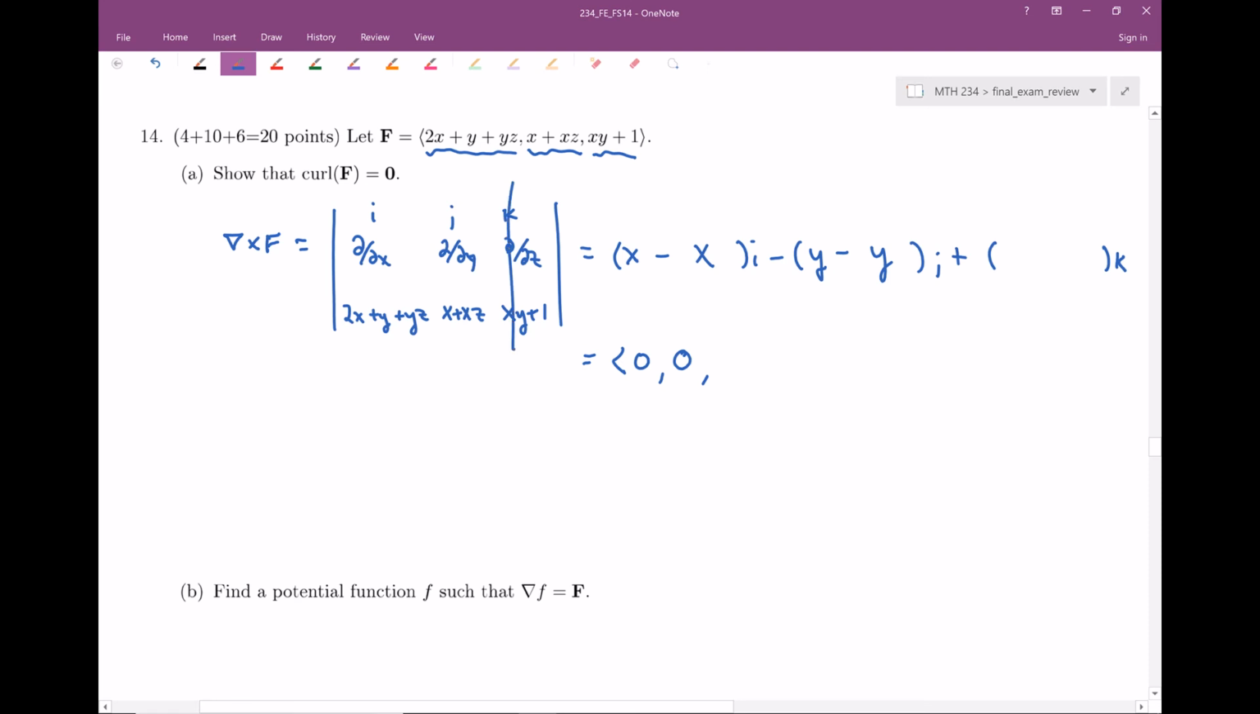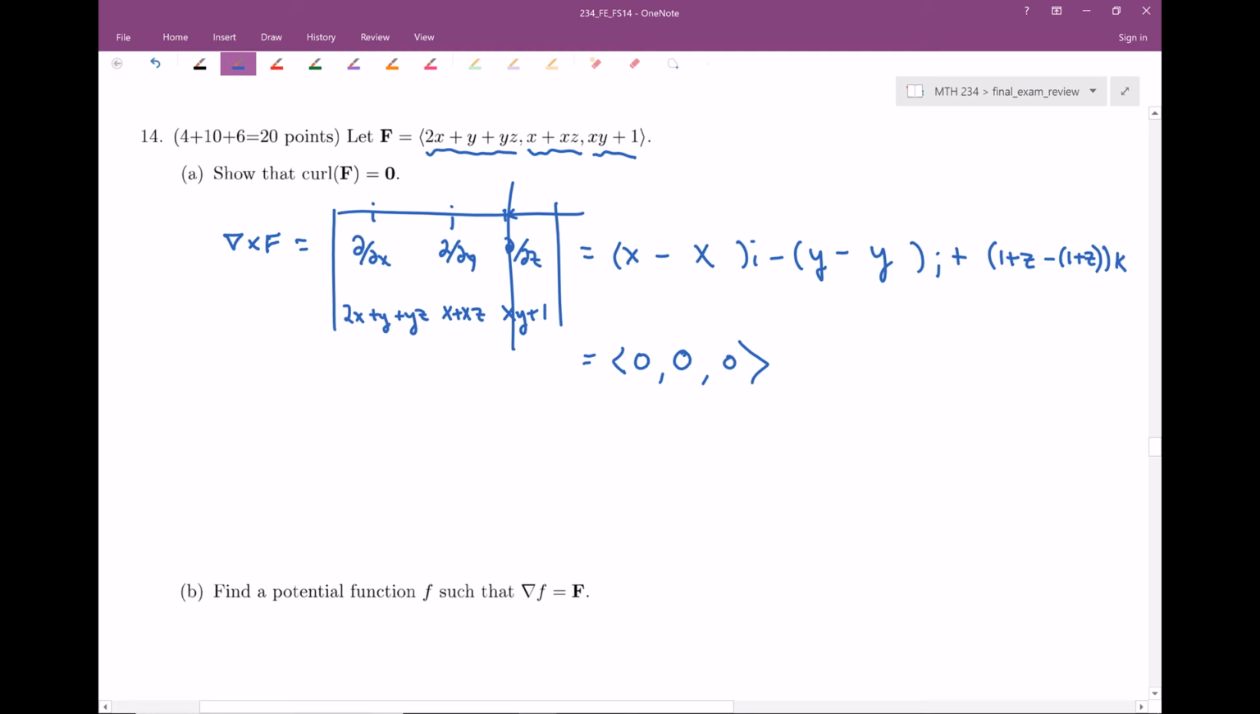And if I cross off the first row, third column, I'm going to have the partial with respect to x of x plus xz, so that's going to be 1 plus z. And then I subtract away the partial with respect to y of 2x plus yz, so the derivative with respect to y of y is going to be 1, and the derivative of yz is going to be z. And so I have 1 plus z minus 1 plus z. So again, this right here was telling us that our answer is 0. So the vector is 0, 0, 0.